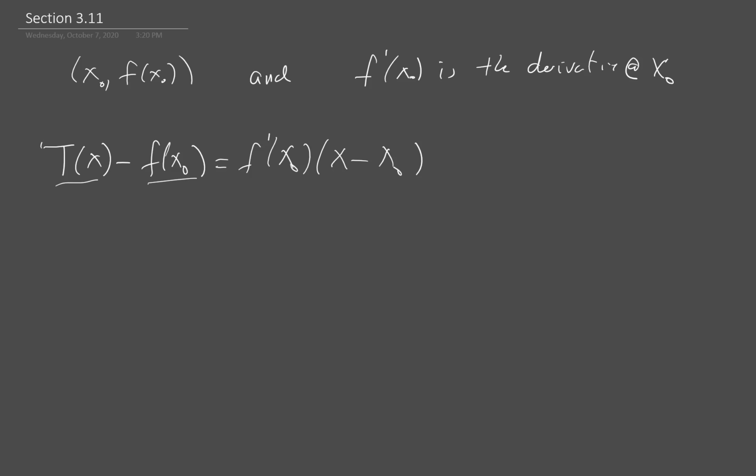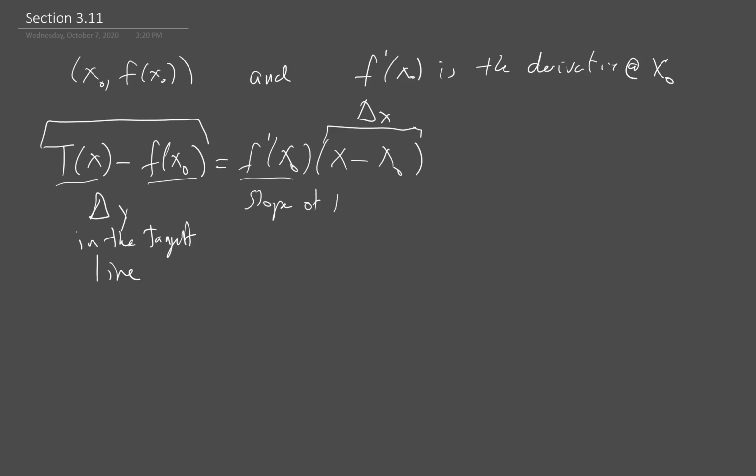Okay, so this is the change in the tangent line. This is delta y in the tangent line. And I'm going to draw a picture to represent this, but this is delta x just in general, right? It's the change from x naught to x. And this is the slope of the tangent line. Okay, so let's draw a picture.